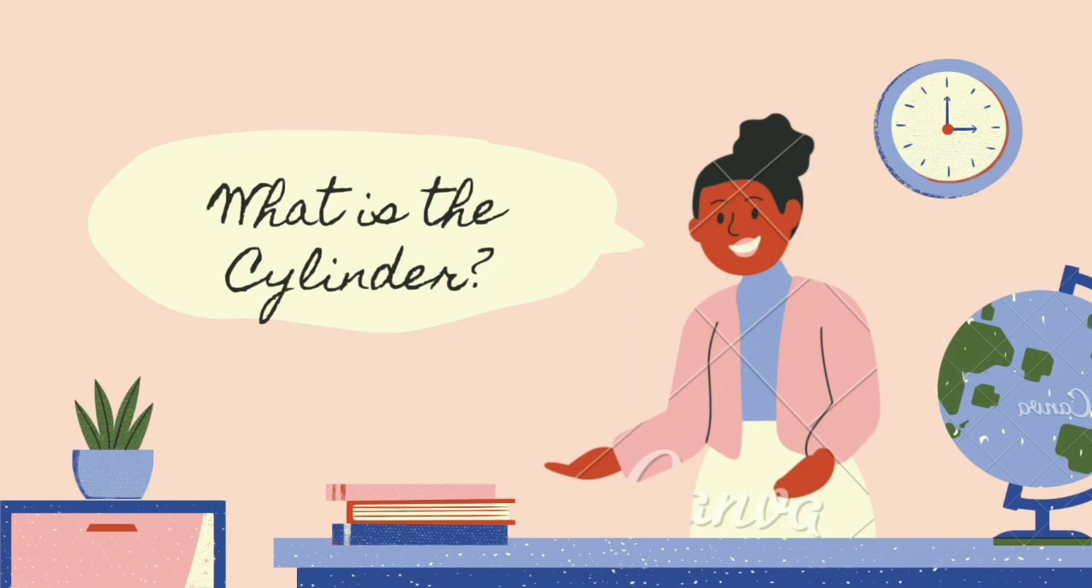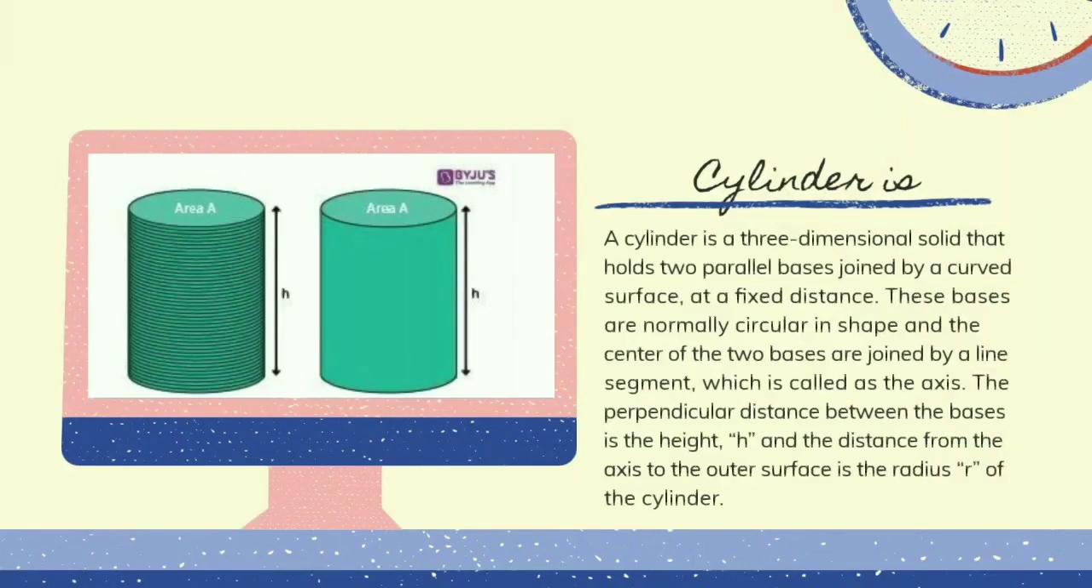First, I want to tell you about cylinder. What is the cylinder? A cylinder is a three-dimensional solid that holds two parallel bases joined by a curved surface. At a fixed distance, these bases are normally circular in shape, and the centers of the two bases are joined by a line segment, which is called the axis.